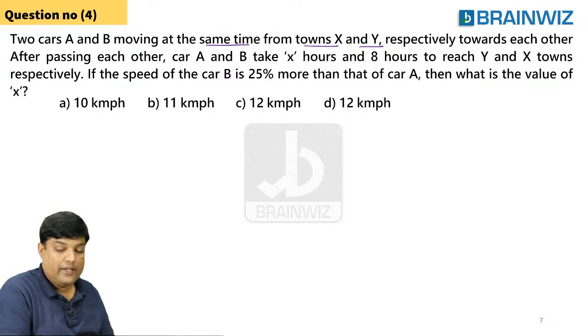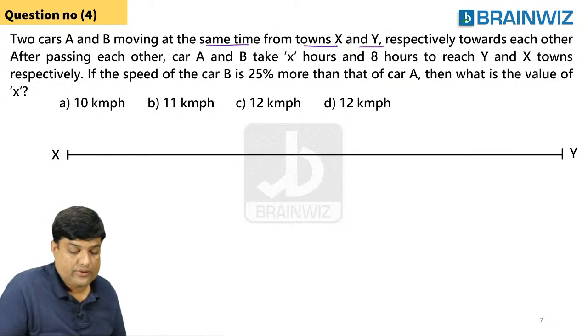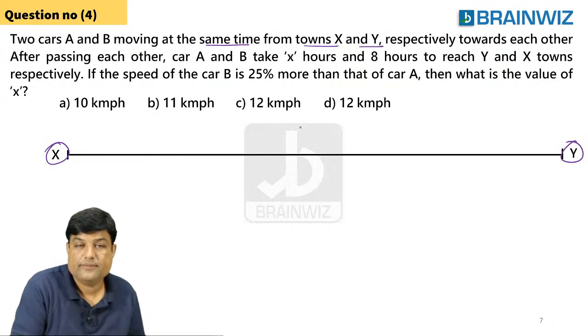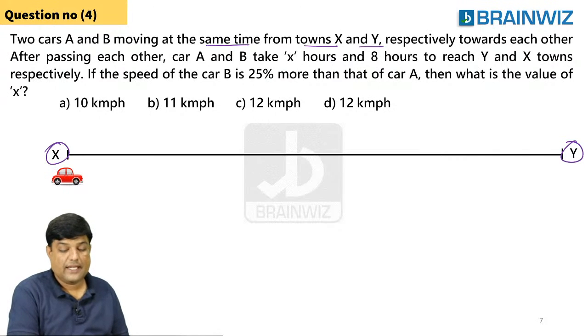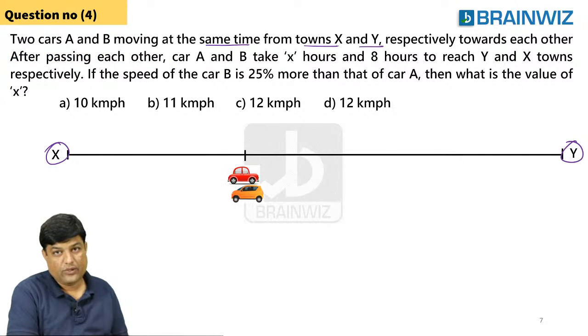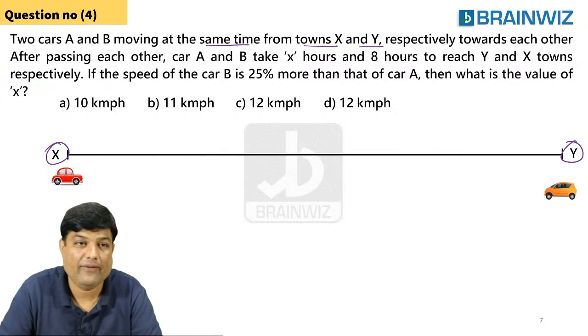Are you understanding, everybody? We have here two towns, town X and town Y. Two cars are moving from town X and town Y towards each other. Have a look at this car. Like this, two cars are moving towards each other. Are you understanding, everybody? Have a look now.